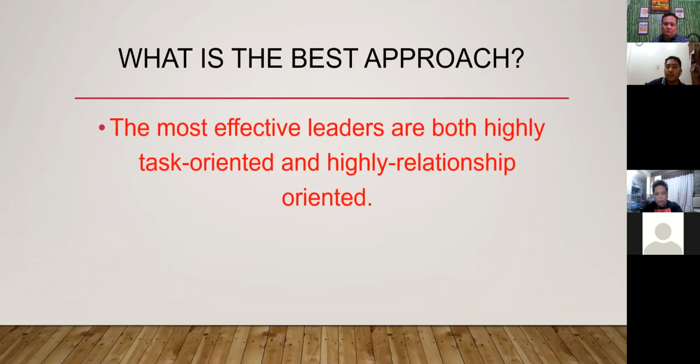Sabi po dito, the most effective leaders are both highly task-oriented and highly relationship-oriented. Ayun po. So, pwede po pala natin na i-adapt both, no? Maaring kunin natin kung ano yung mga advantages and let's consider the disadvantages of each of those. And I think that's the best approach. Yun lang po.